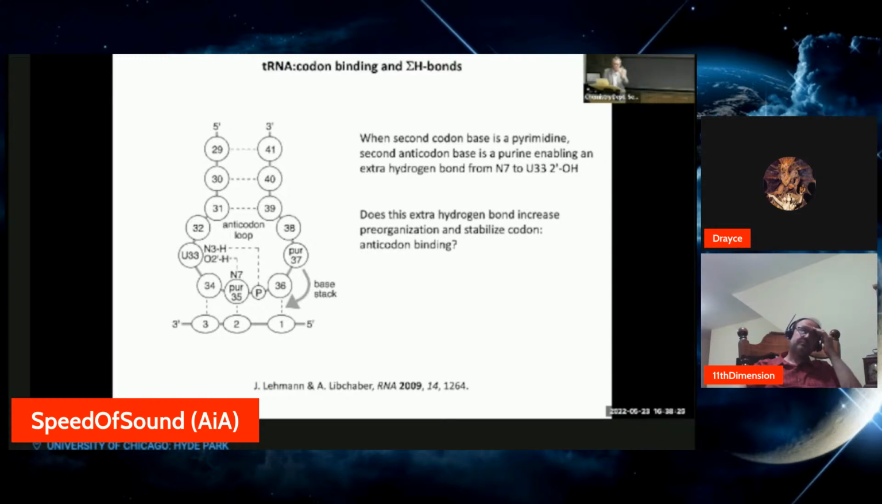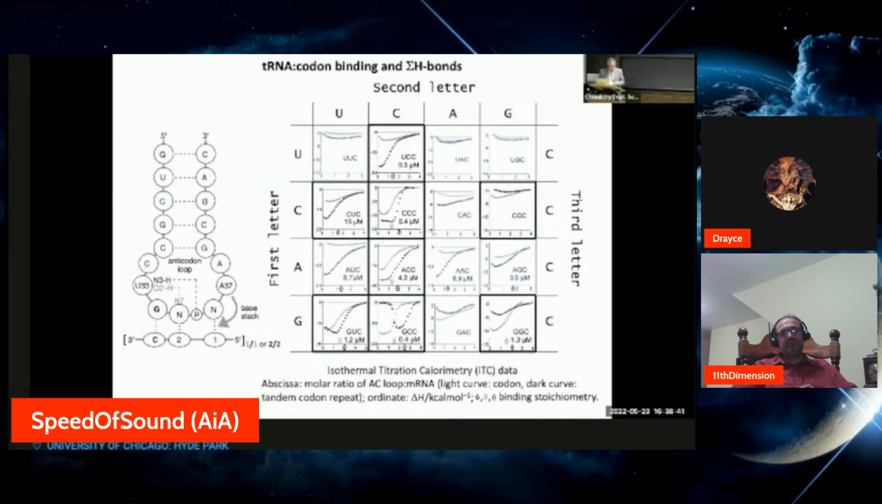If you have a loop that's moving, you have an entropy penalty to pay for binding it to the corresponding codon. If you prefix that by having pre-organization, you don't have to pay the same entropy penalty. So we spent some money and we've now synthesized all 64 anticodon stem loop sequences, and we've used isothermal titration calorimetry and other techniques to measure the binding of the anticodon loops to the cognate codons, either single copies of the codons or duplicate copies of the codons, for reasons that I can describe after the lecture if you want.